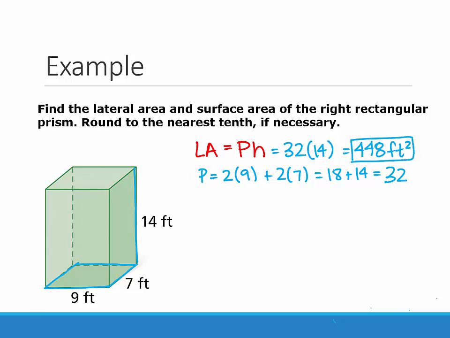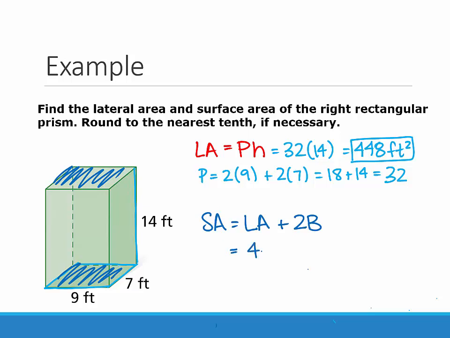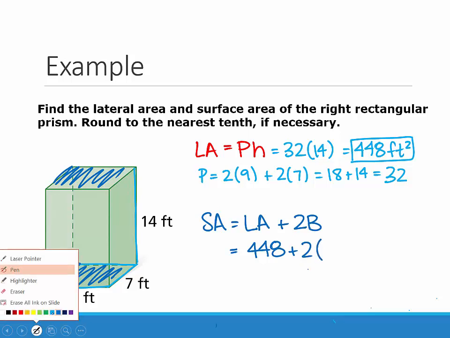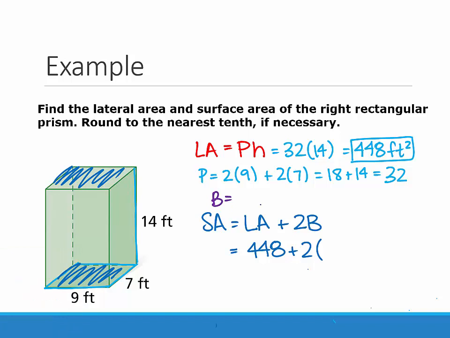So there's one problem down. The next thing that they asked us for is the surface area. And remember, surface area is this lateral area that we just found, plus our two bases. So basically, we found the area of everything on the outside. Now we got to take this top and the bottom and add those in. So our lateral area we just found was 448 plus 2 times our bases. So we got to find our bases. And again, because they're rectangles, all we got to do is multiply base times height, or length times width. So 7 times 9 is 63. So we'll do 2 times 63.